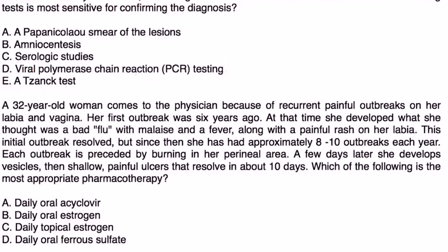Next question. A 32-year-old woman comes to the physician because of recurrent painful outbreaks on her labia and vagina. Her first outbreak was 6 years ago. At that time, she developed what she thought was a bad flu with malaise and fever, along with a painful rash on her labia. This initial outbreak resolved, but since then she has had approximately 8 to 10 outbreaks a year. Each outbreak is preceded by burning in her perineal area. A few days later she develops vesicles, then shallow painful ulcers that resolve in about 10 days.